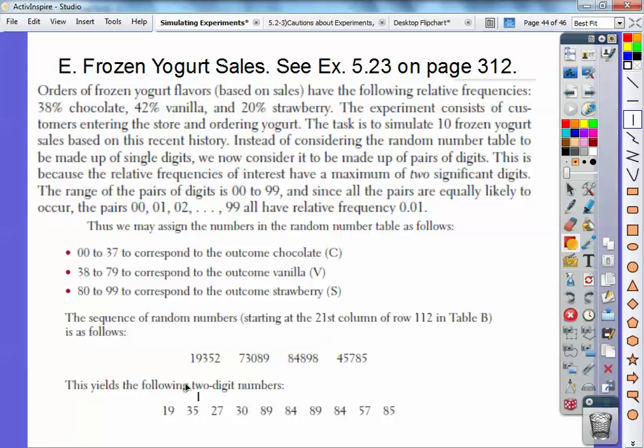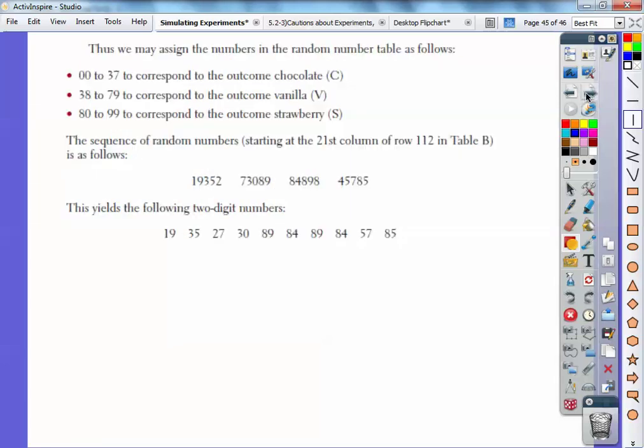And so it yields these 2-digit numbers. 19 is right there, then 35, and then 27, and then 30, and then 89, and so on. All of those numbers fall into chocolate, vanilla, or strawberry. I just brought that back up there. There it is right there. So they come out to chocolate, vanilla, and strawberry. And that's it. We're done on that.